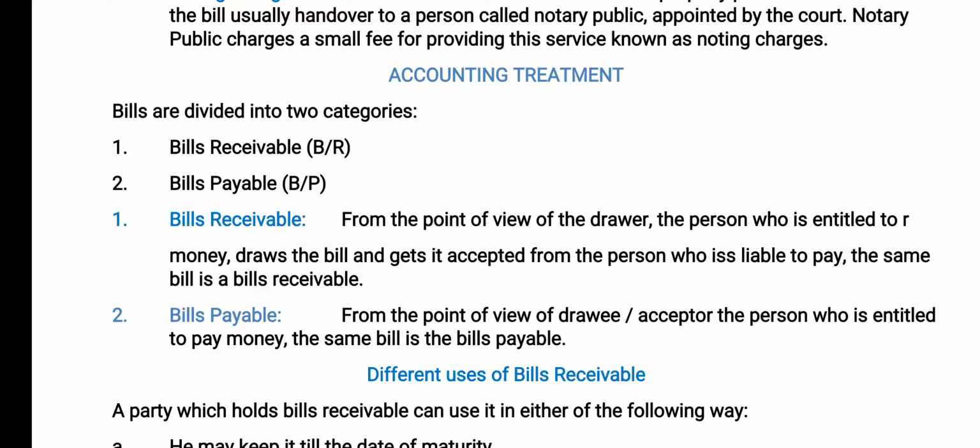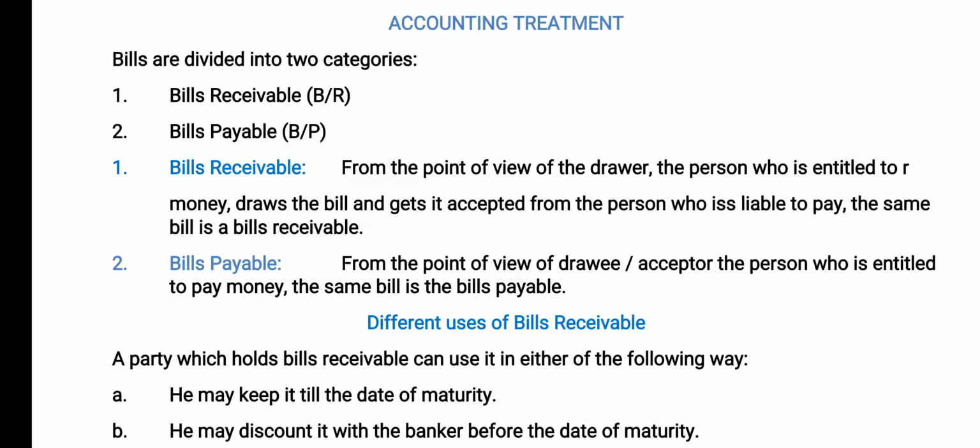So bills receivable is for the person who is the drawer, who is going to receive the money or who is going to make the bill. For him that bill is known as bills receivable. But on the other hand, for the person, the drawee, who is going to accept the bill, that bill is called bills payable, meaning he accepts the bill and it has to be paid by him to the drawer.